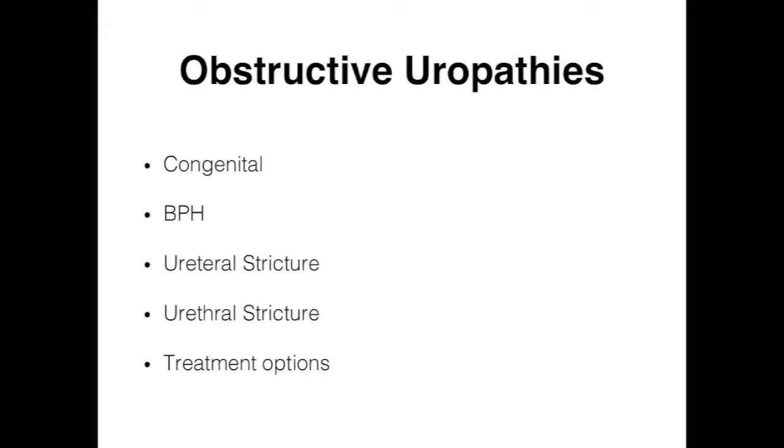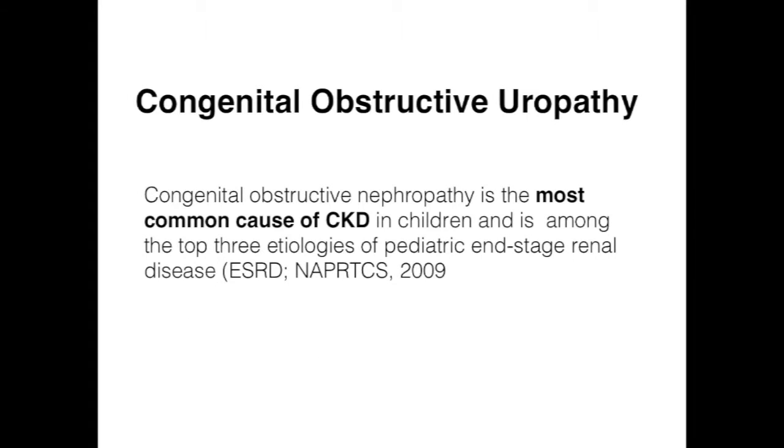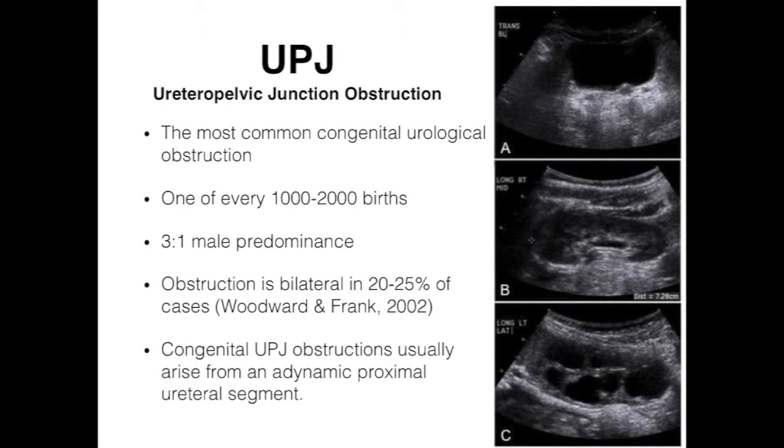So the obstructive uropathies are listed here. We're going to start with congenital, so this is the stuff that you're born with. The most common cause of chronic kidney disease in children is obstructive uropathy. The largest prevalence of this is the ureteral pelvic junction obstruction.